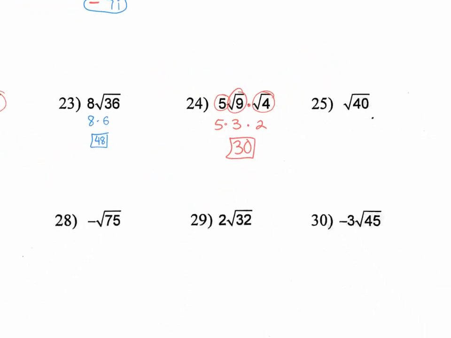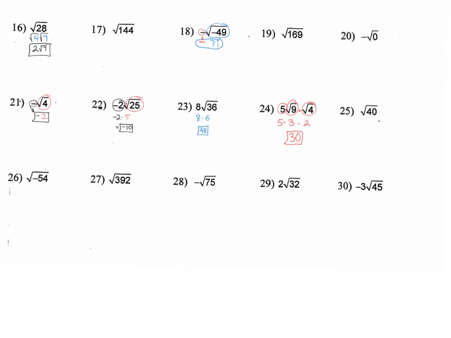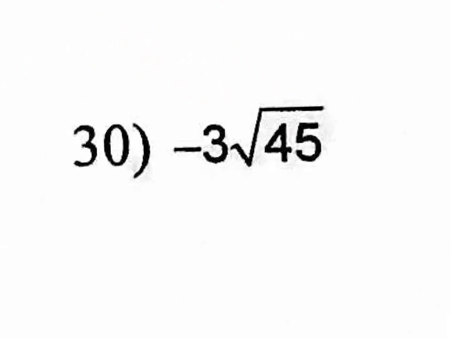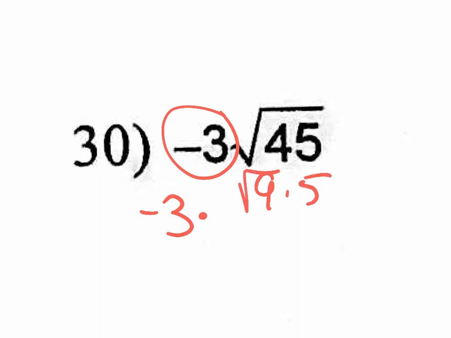Any other ones? You do 30? 30? Sure, why not? We have negative 3 on the outside. Let me write that down. Negative 3 times, and now let me do the square root of 45. What could I rewrite the square root of 45 as? 45 is not a perfect square number. So what am I going to do? 9 times 5. And when I split the root, I will get 3 square root of 5.